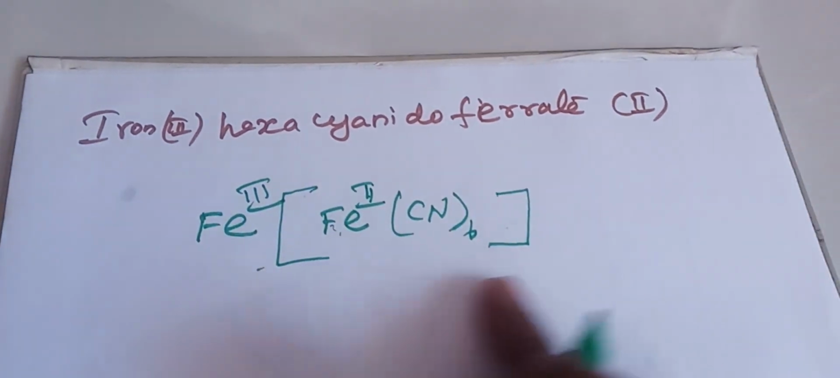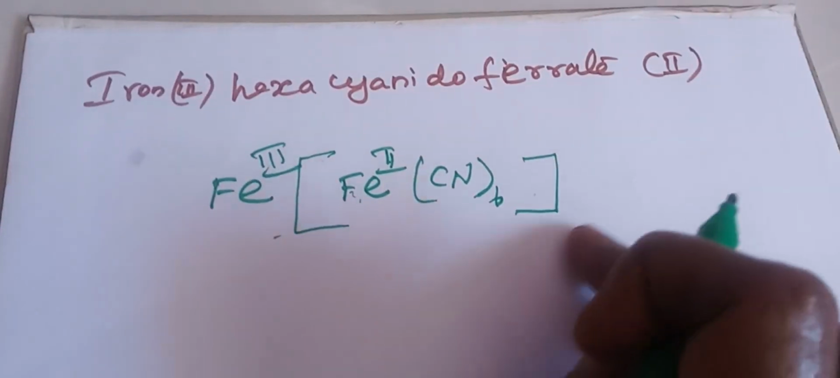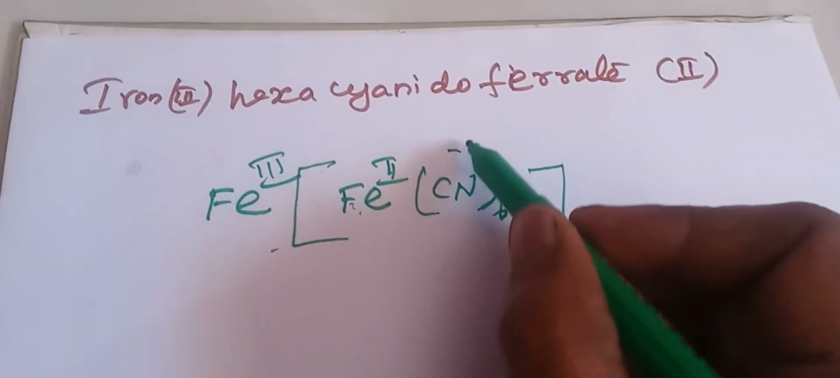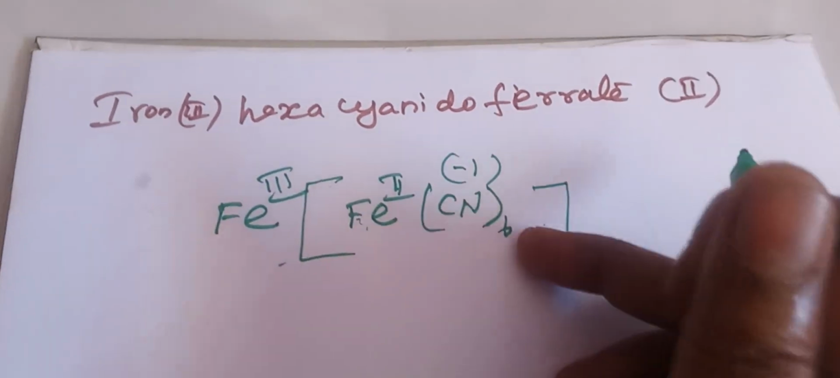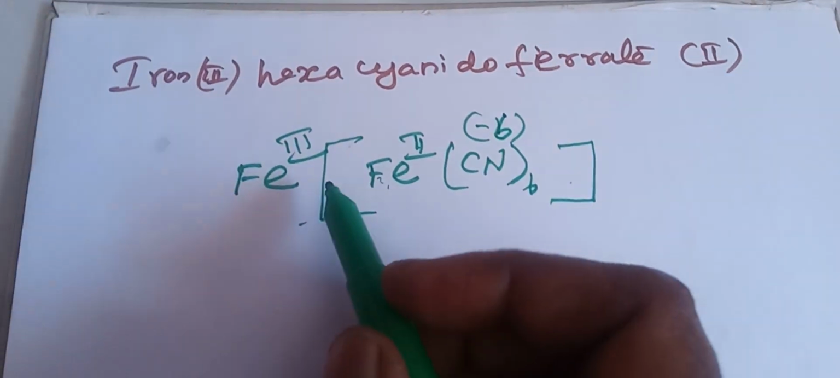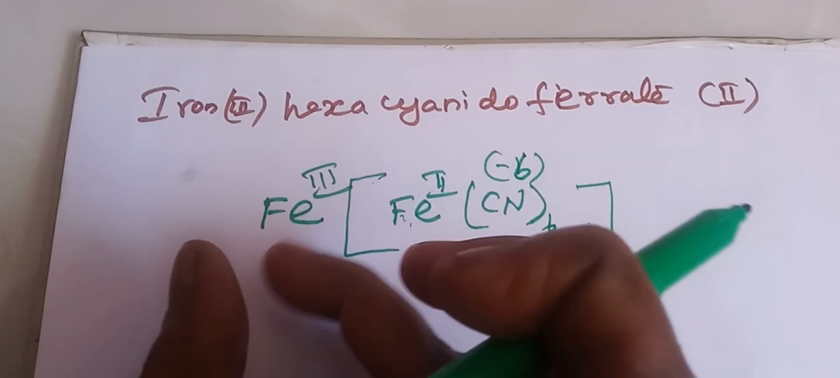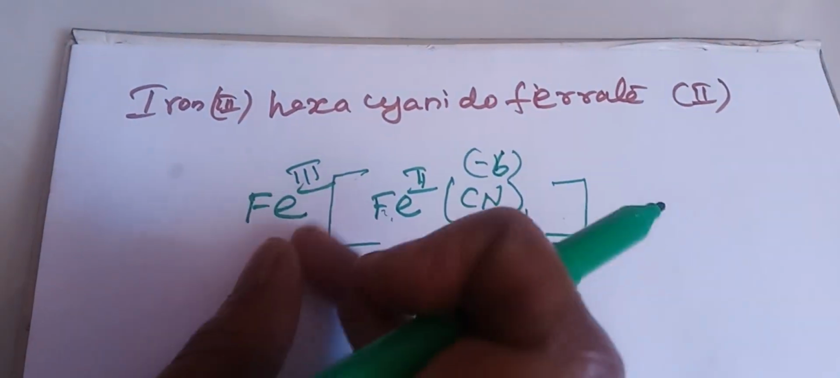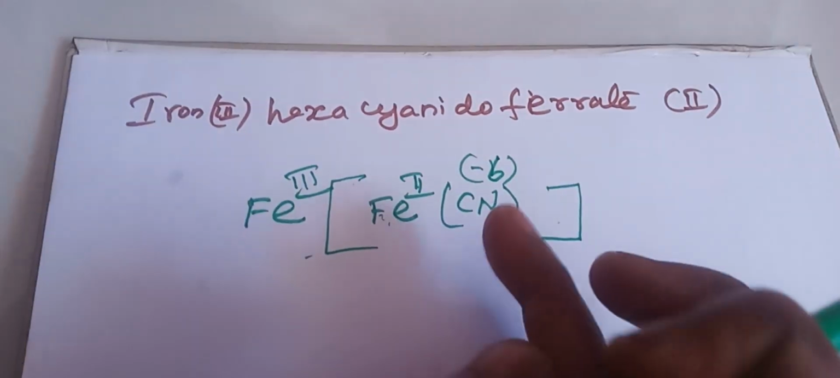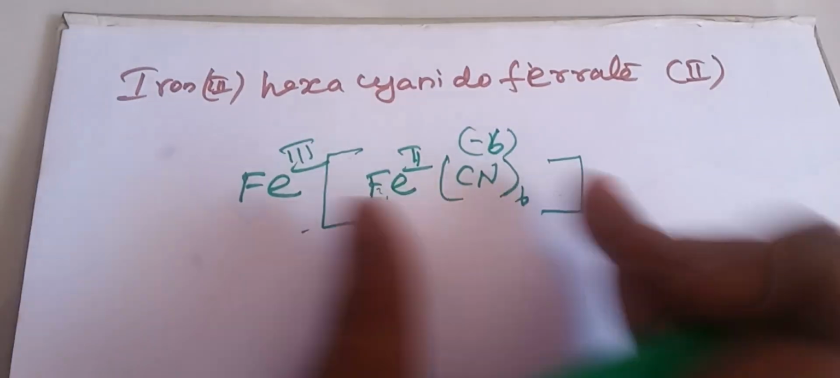The overall charge should be 0. Then only the complex is found to be a neutral one. So cyanido valency is -1, and there are 6 cyanido, so -1 into 6 becomes -6. When you calculate, the coordination compound will split up into the ion which is present before or after the coordination sphere. So this is the coordination sphere, and before it is the ion, the remaining part. It will split up like that.